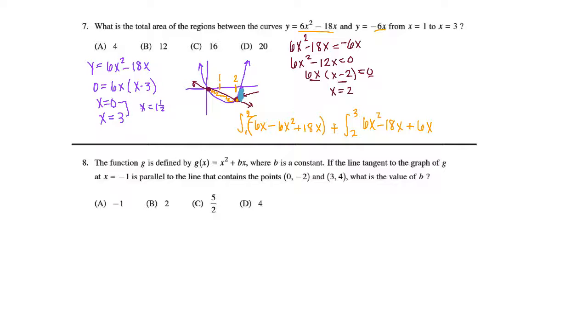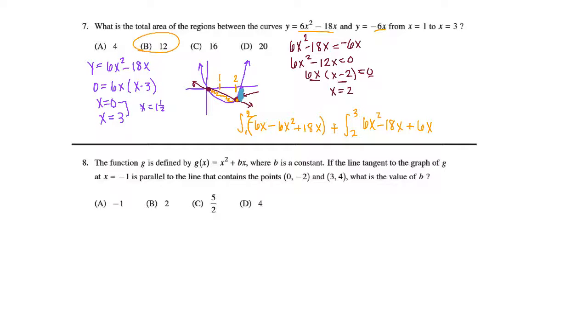And after you go through and you integrate and you add those, you should get answer choice B. But again, that's the next to the very last thing that we're going to do. So I know we don't know how to do that right now, but that's a great preview of what is coming. All right, so for number 8, the function g is defined by blah.